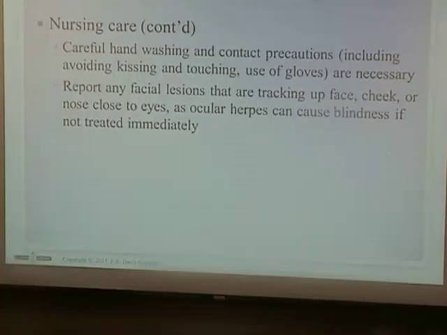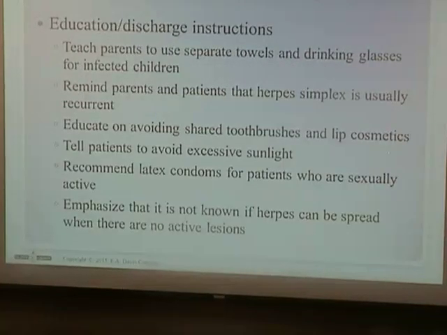They can spread up the face. They can even get into the eyes because the eyes are mucous membrane, just like the mouth. And you can go blind if you get herpes in your eye. So if it's on the lip and it stays there, who cares? If it's moving up the face, they need to be aggressively treated and sent to ophthalmology. And the education is wash it. Don't mess with it. Leave it alone.